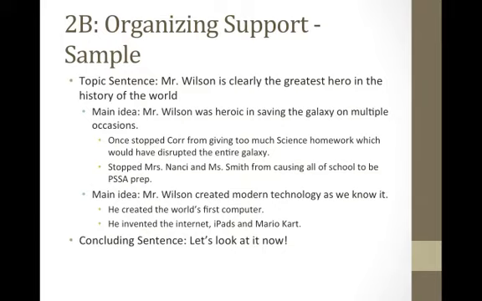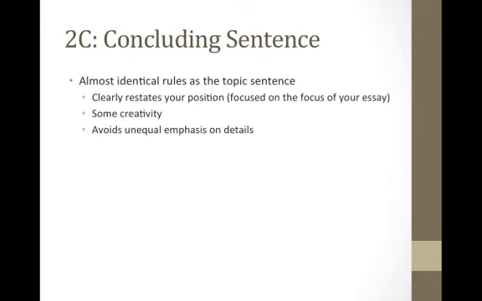The last thing we need, though, is a concluding sentence. What should that look like? Well, let's check it out. A concluding sentence has almost the identical rules as the topic sentence. You need to clearly restate your position now. So instead of introducing it, you're now kind of wrapping it up, but you do want to have your position in there very clearly. You want to have some creativity, and you also want to avoid unequal emphasis.